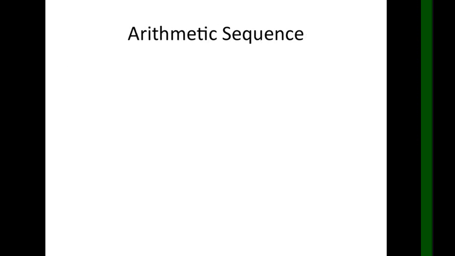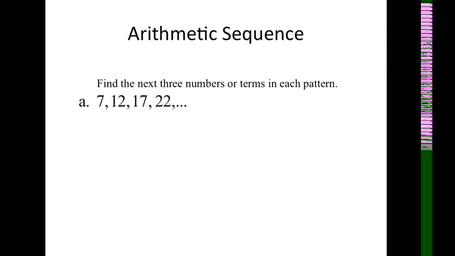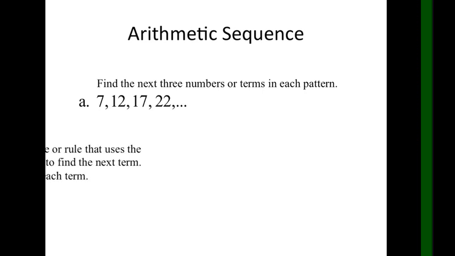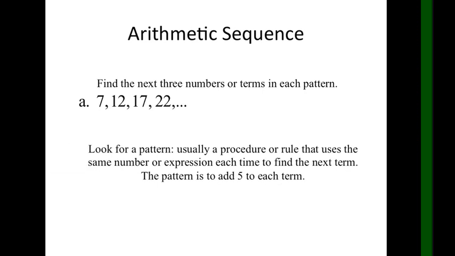To understand it better, I prepared examples for arithmetic sequence. Find the next three terms in each pattern. We have this pattern, 7, 12, 17, 22. What are the next three terms? Look for a pattern, usually a procedure or rule that uses the same number or expression each time to find the next term. The pattern is to add 5 to each term.